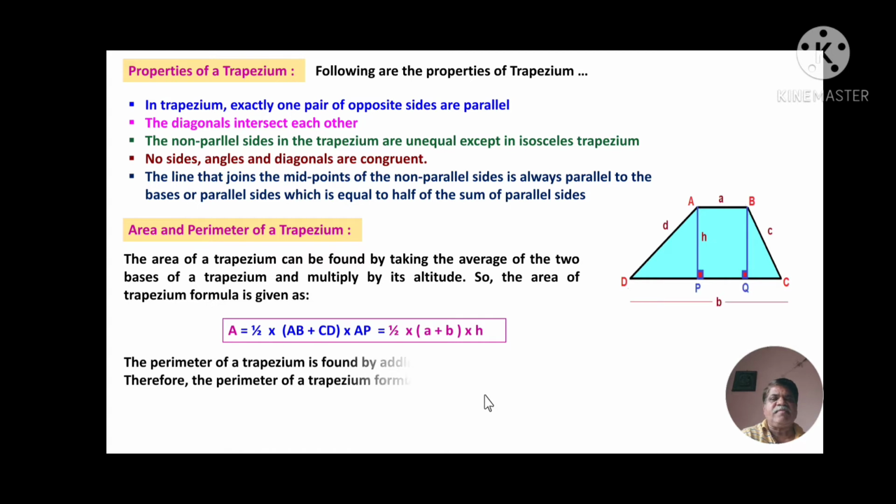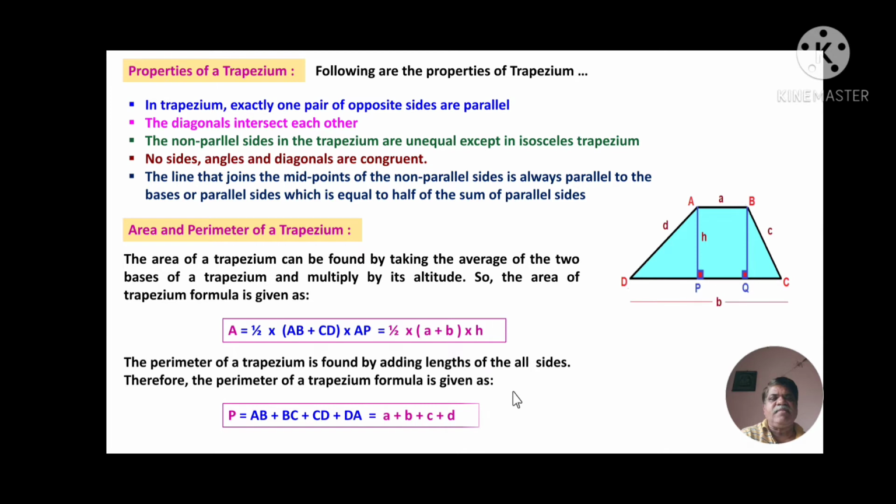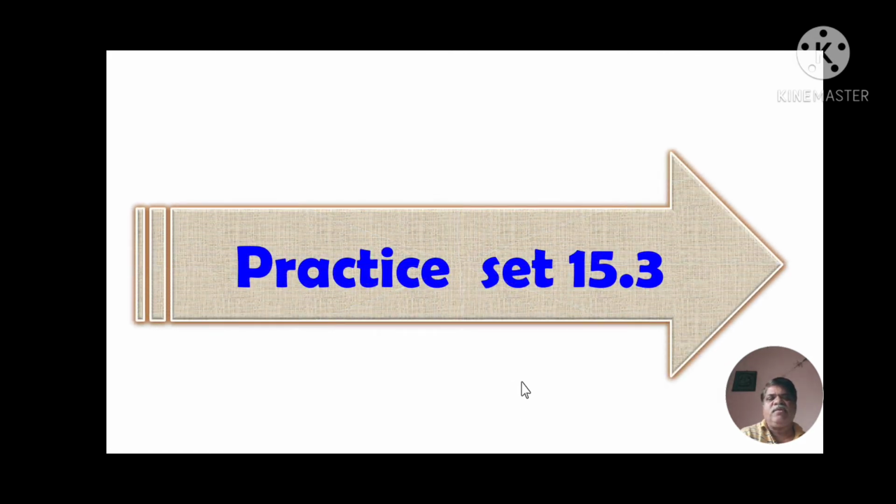The perimeter of the trapezium is found by adding the lengths of all sides. Therefore, the perimeter formula can be given like this: P is equal to AB plus BC plus CD plus DA, which is a plus b plus c plus d. So friends, these are the formulas with which we are going to solve a few problems. So let us discuss practice set 15.3. Number 1.